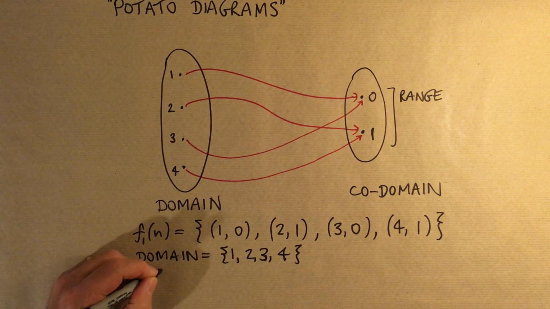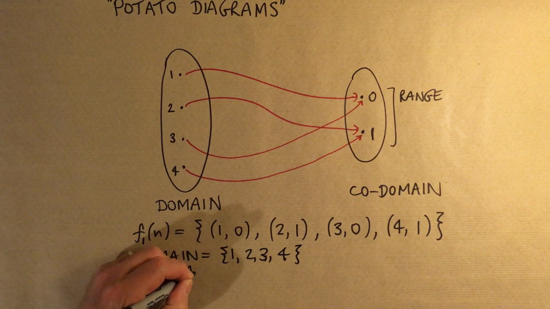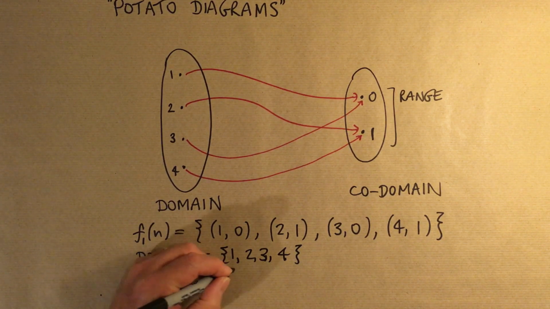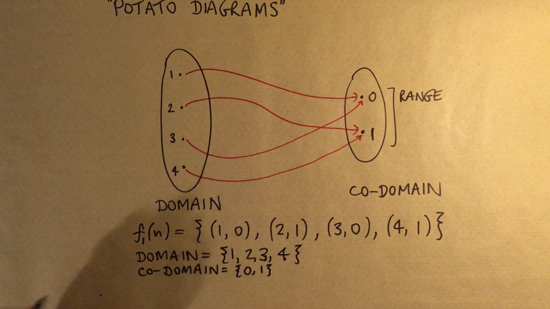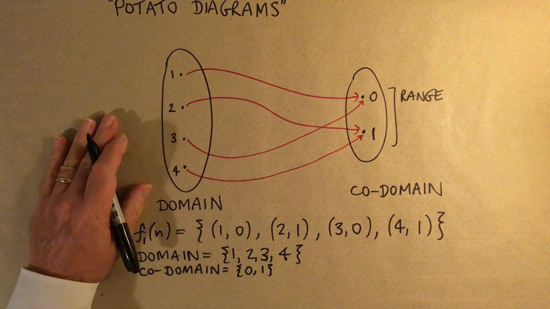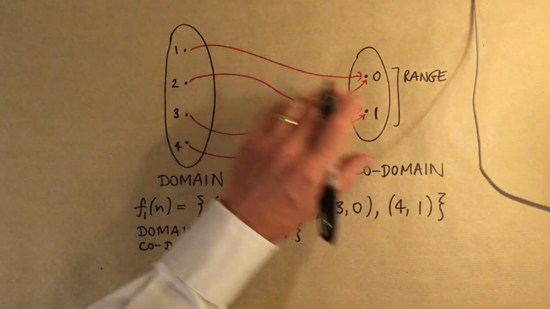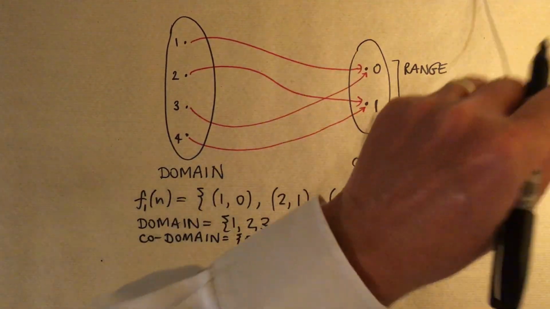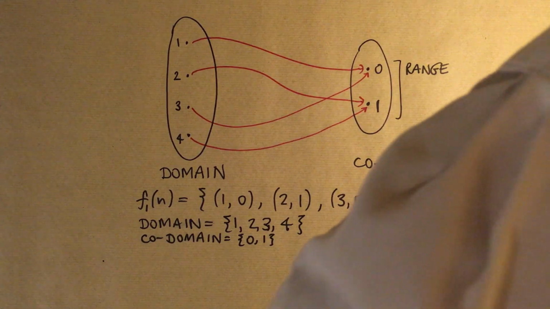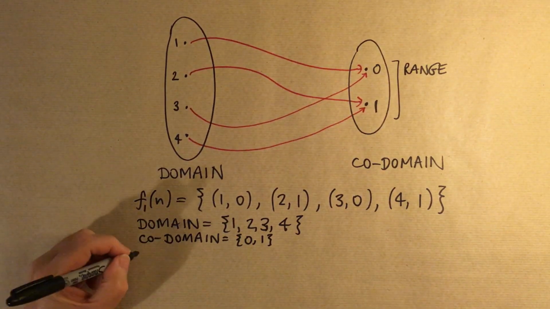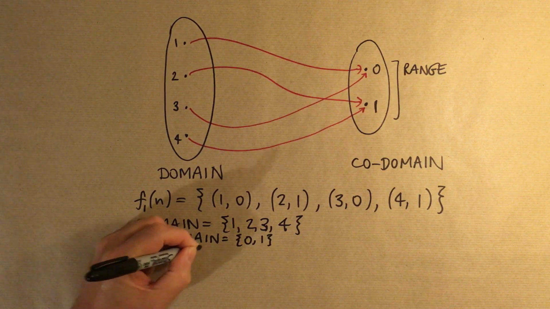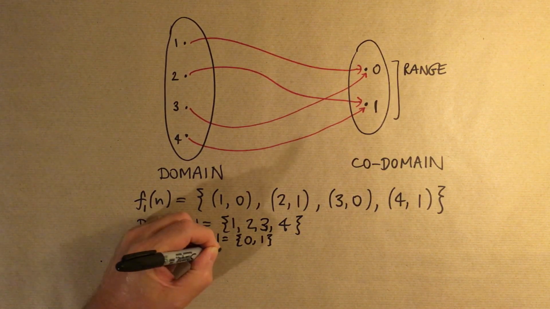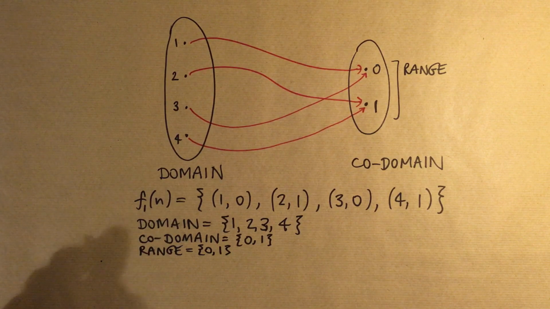The codomain is equal to the set 0 and 1, and I'll move this up just a little bit so you can see it. Oops, there's my wire falling down. Got a lot of wires here, there we go. And the range, that's also equal to the set 0 and 1.